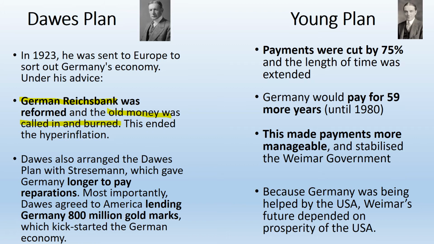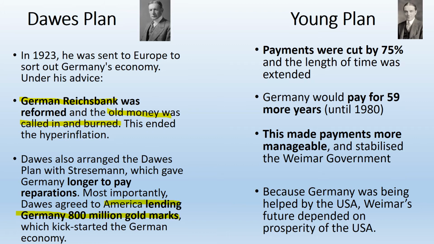The next thing that he did was arrange a plan with Stresemann where he gave Germany a bit longer time to repay those reparation payments. But the big thing that the Dawes Plan does is lend Germany 800 million marks. And that's going to kickstart the German economy and get some money injected into society and allow people to start buying things with money and being paid for the work that they're doing. So these are going to be the key points from the Dawes Plan.